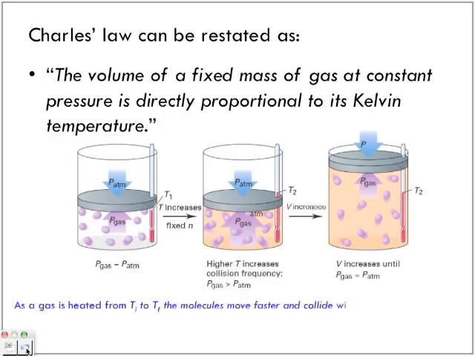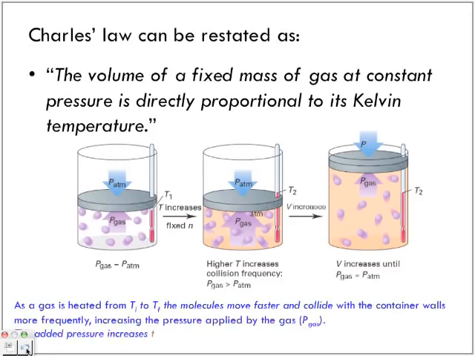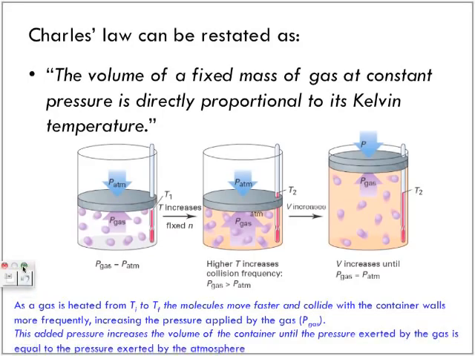So, as a gas is heated from our initial temperature to our final temperature, the molecules move faster and collide with the container walls more frequently, increasing the pressure applied by the gas. This added pressure increases the volume of the container until the pressure exerted by the gas is equal to the pressure exerted by the atmosphere. Everything that I just explained using the diagrams, but in word form.